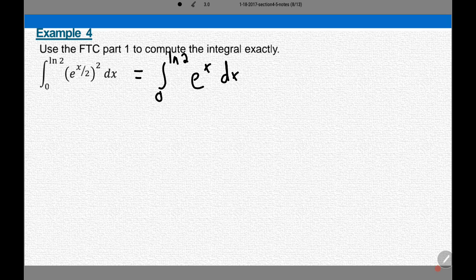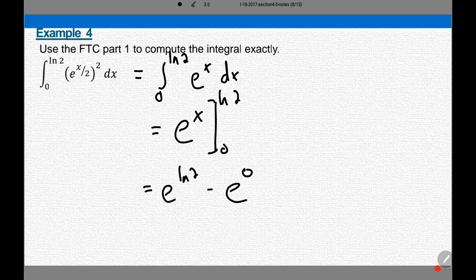Alright, so if you remember, our antiderivative for e to the x is just e to the x. And we're evaluating from 0 to the natural log of 2. So I'm going to do e to the natural log of 2 minus e to the 0 power. If you remember our rules here, e to the natural log of a number is just that number. E to the 0 is 1, so my final answer here is 1.